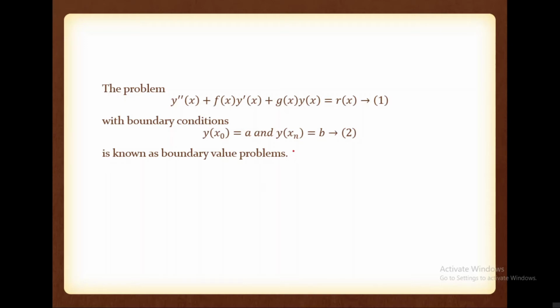And one more thing, one assumption is very important here. These n plus 1 points are equally spaced, meaning the difference between adjacent points is the same, that is h. x1 minus x0, x2 minus x1, etc. are equal. So here we are considering the finite difference method.